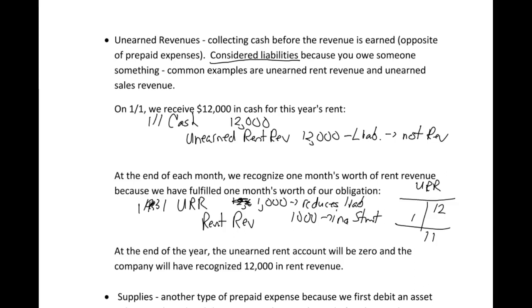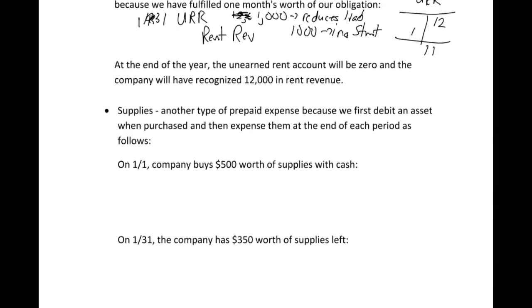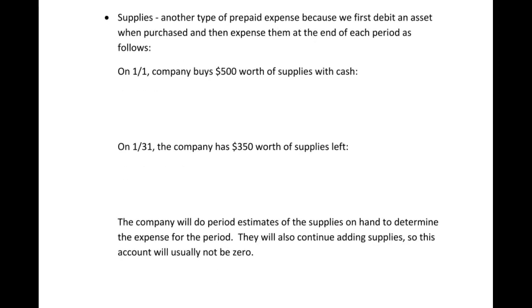All right, and at the end of the year, once again, it will zero out, and we can either renew our lease, our rent, or move out. All right, the last one is supplies. Supplies is essentially just another type of prepaid expense because we're going to debit the asset first and then expense it at the end of each period. It's just a little bit different.